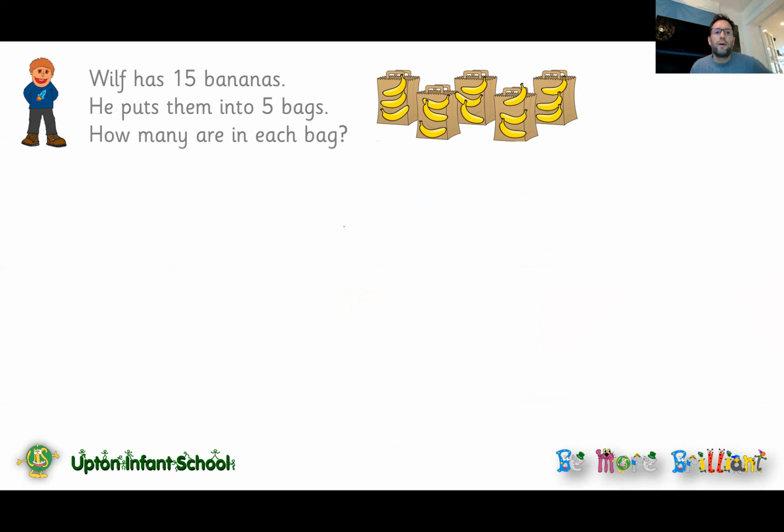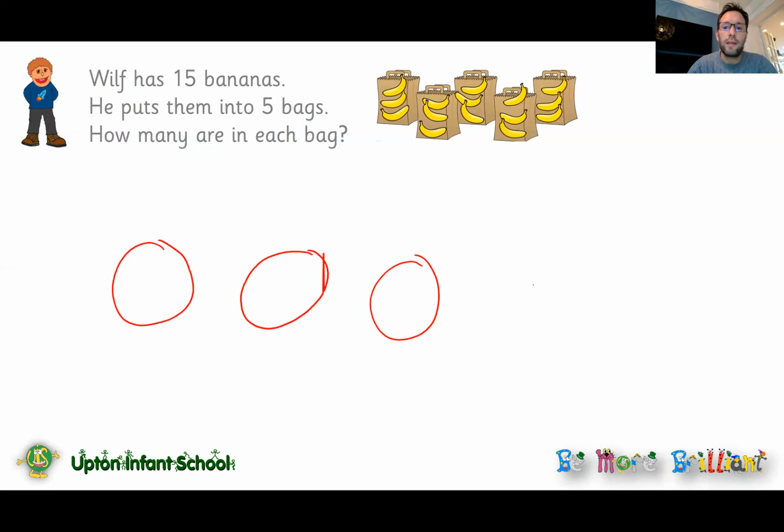So if we're thinking about our 15 bananas and putting them into 5 bags, we're putting them into 5 groups. So what I might do first of all is draw 5 groups. 1, 2, 3, 4, 5 groups. And those represent our 5 bags. And then instead of having 15 bananas, I'm not going to use stones or buttons or anything this time. I'm just going to draw dots, and I'm going to count up to 15, but putting 1 dot in each of those groups, in each of those circles, as we go, 1 at a time.